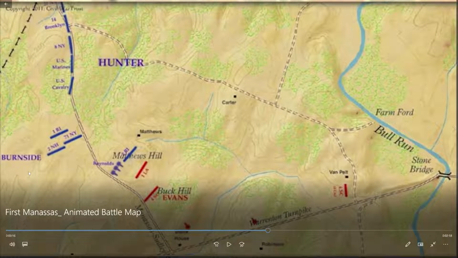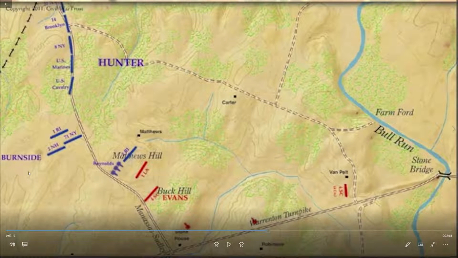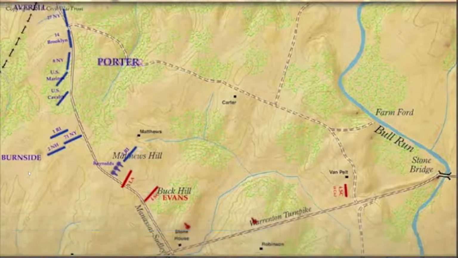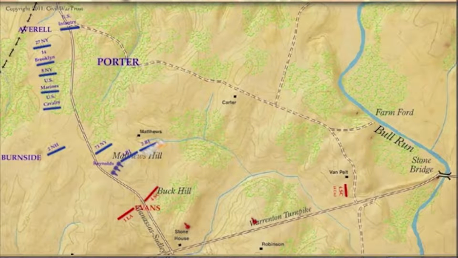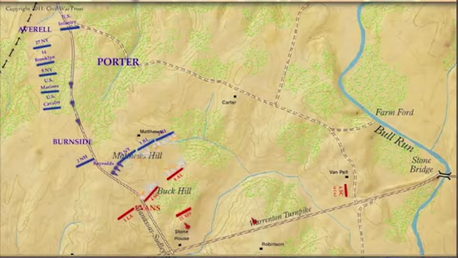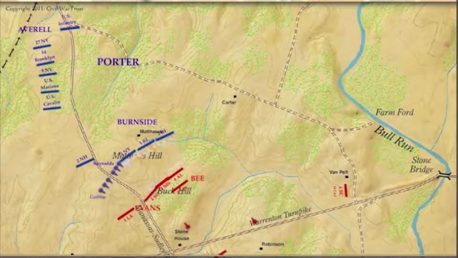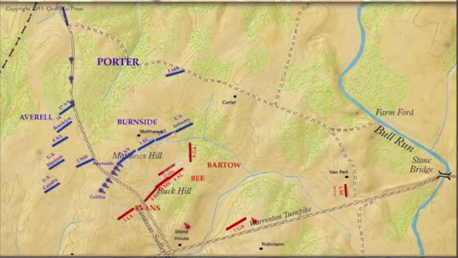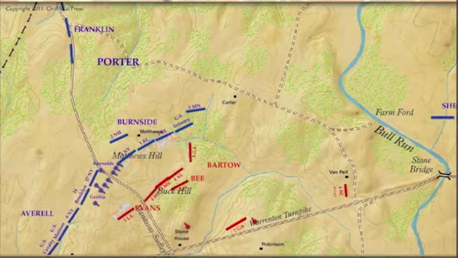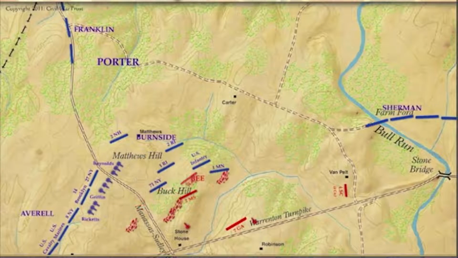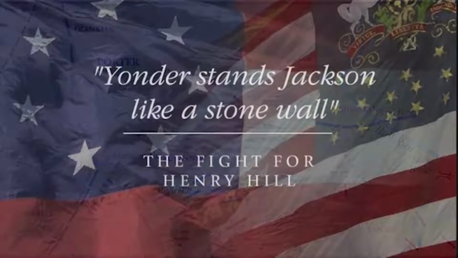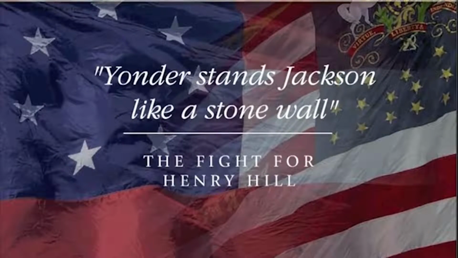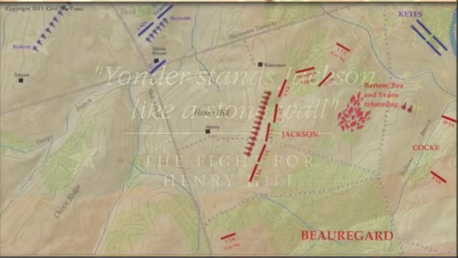Both sides bring more troops into the fight. Confederates under General Bernard B. Bee arrive and extend the Confederate flanks. Ultimately, Union troops are able to bring more infantry and more cannons to the fight, and the Southerners are forced to fall back to Henry Hill.